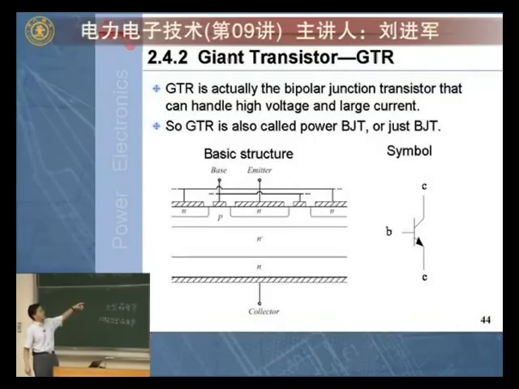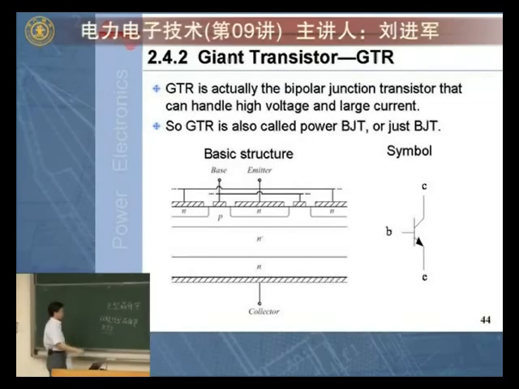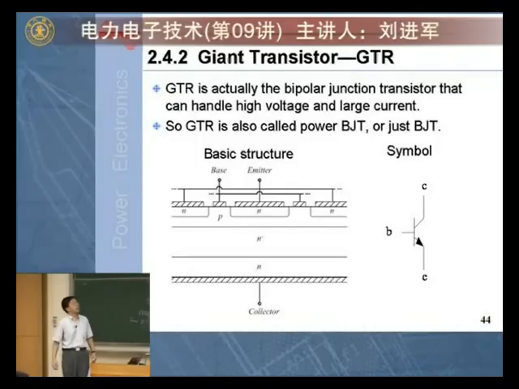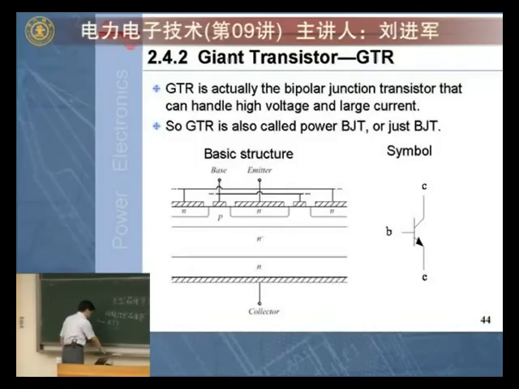And therefore, sometimes GTR is also called bipolar junction transistor. Bipolar, we take the first character, junction, transistor. So sometimes it's also called power BJT. That means it can handle high voltage, high current. This BJT can handle that. Or just BJT. Okay?